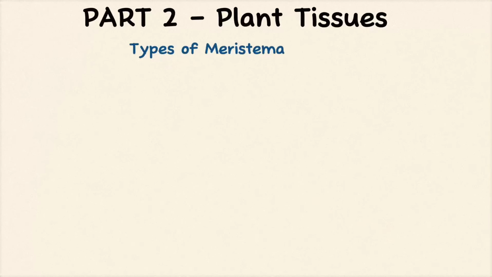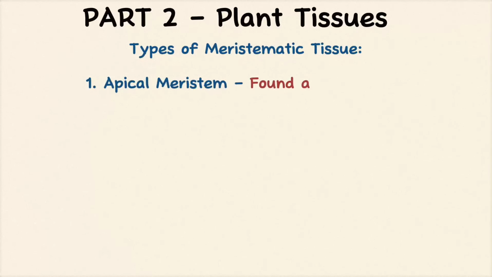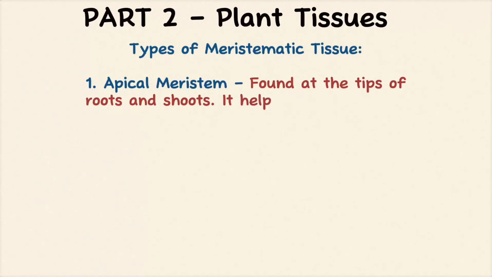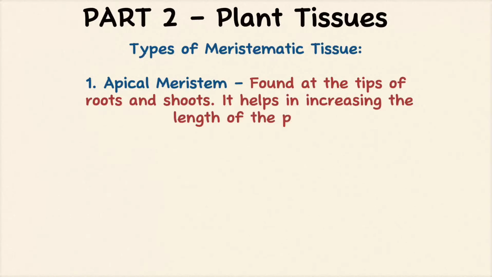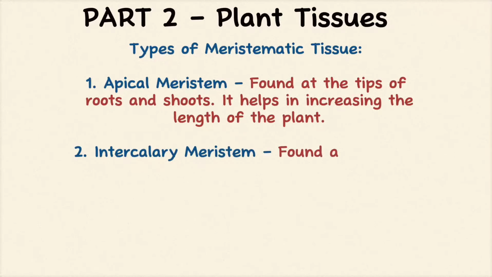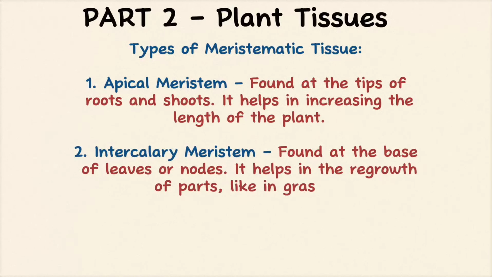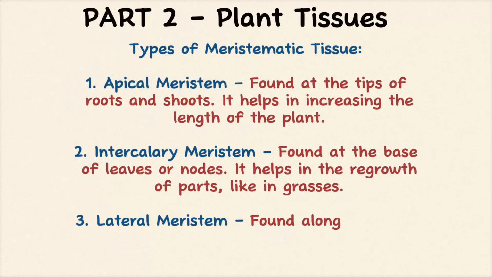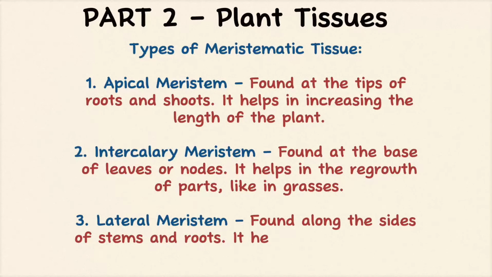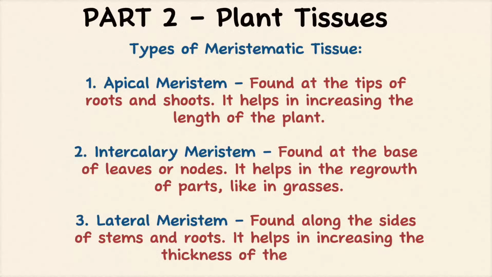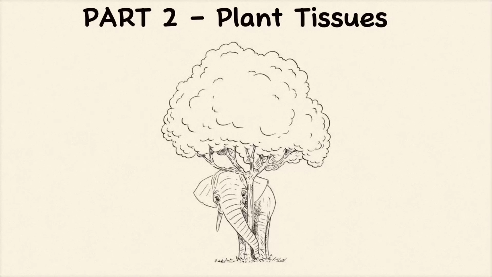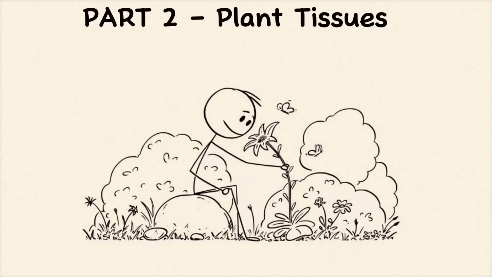Types of meristematic tissue. 1. Apical meristem. Found at the tips of roots and shoots. It helps in increasing the length of the plant. 2. Intercalary meristem. Found at the base of leaves or nodes. It helps in the regrowth of parts, like in grasses. 3. Lateral meristem. Found along the sides of stems and roots. It helps in increasing the thickness of the plant. When a tree's trunk becomes thicker every year, it's because of the lateral meristem.